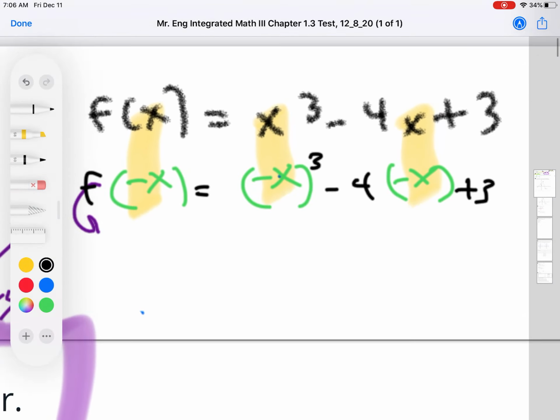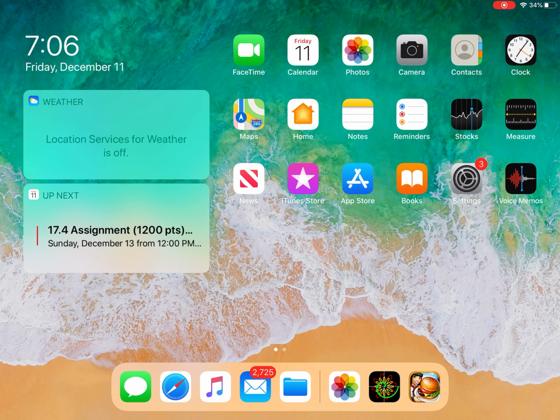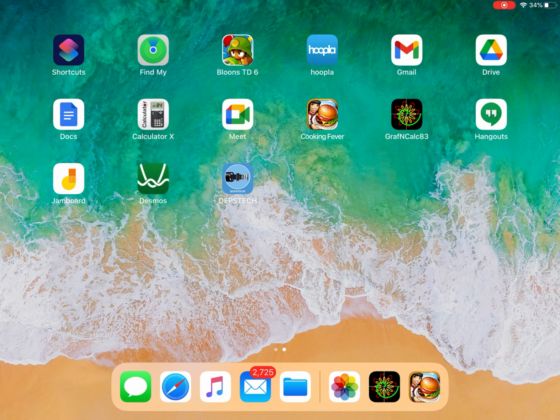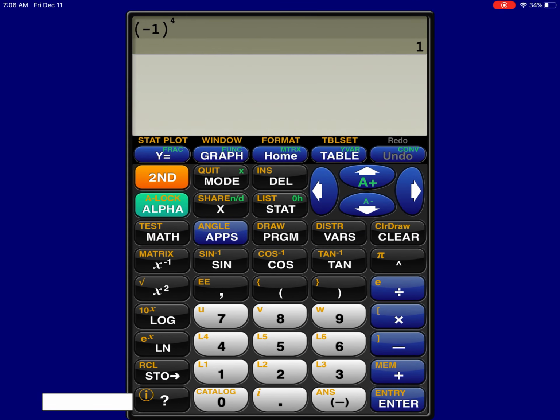Okay. Now, if you're unsure of your properties of multiplying by negatives, here's something you can do. This is really negative 1 to the third power. When I show you with my calculator, I use this one called Graph and Calc 83. I'm on an iPad. I think it was free. The common mistake is to put a negative 1 to the third power, but you want to put it with parentheses. That's what I will show you.